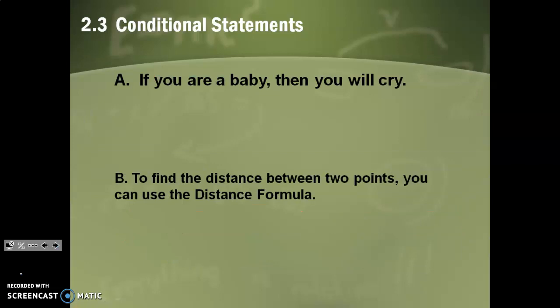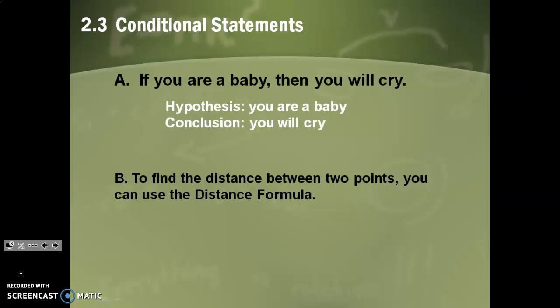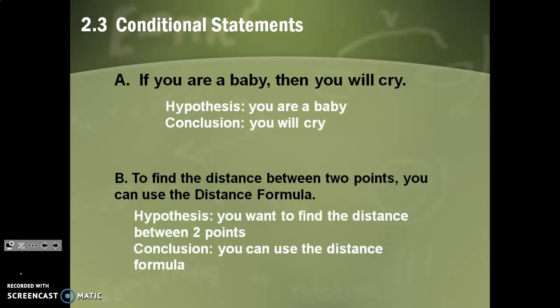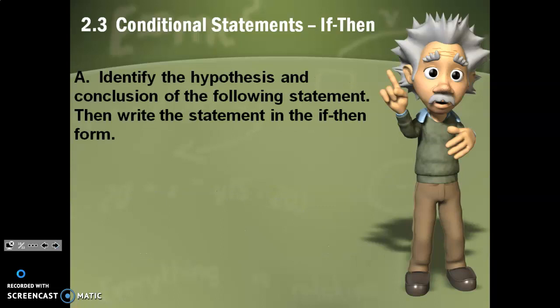If you're a baby, then you'll cry. Again, the hypothesis, you are a baby. Conclusion, you will cry. Here we want to kind of write this. We might need to rewrite this as an if-then statement, but hypothesis, you want to find the distance between 2 points. Conclusion, you'll use the distance formula.